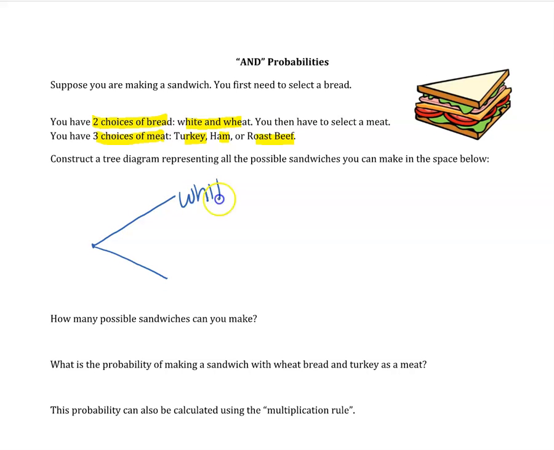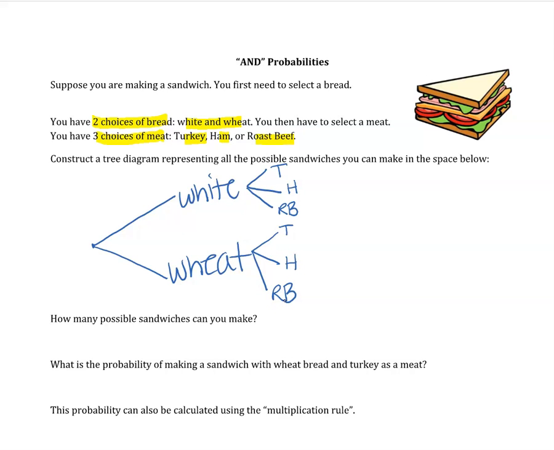All right, so you get in line, you pick your bread. You got white or wheat as an option. So 2 options, 1 out of 2. From there, each of those bread selections has choices of meat of turkey, ham, or roast beef. So you could get white with turkey, white with ham, white with roast beef, wheat, turkey, wheat, ham, wheat, roast beef. So how many possible sandwiches can you make? Well, I count 1, 2, 3, 4, 5, 6.